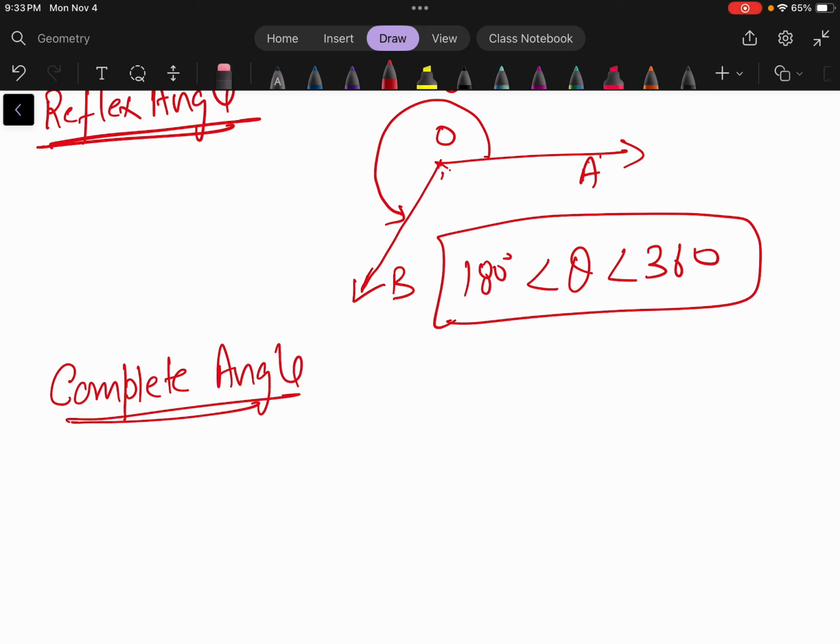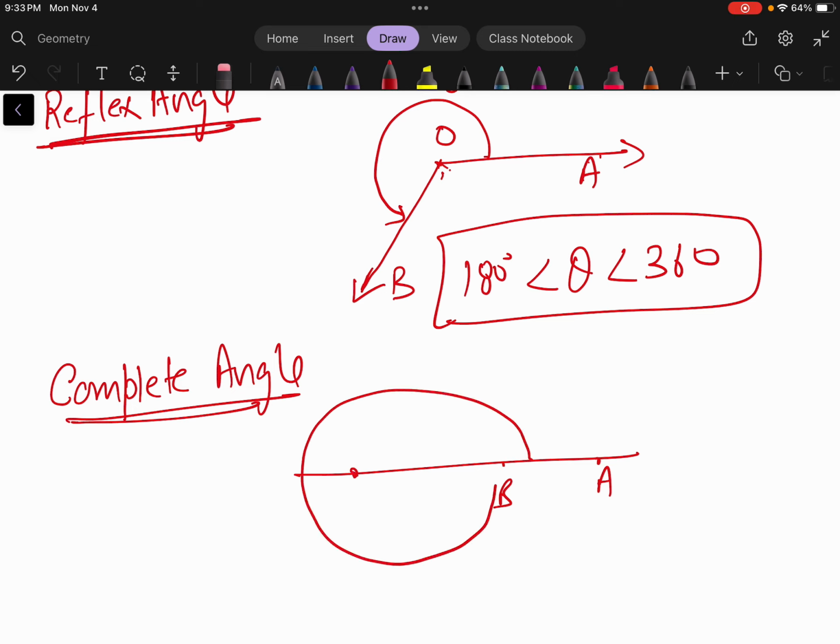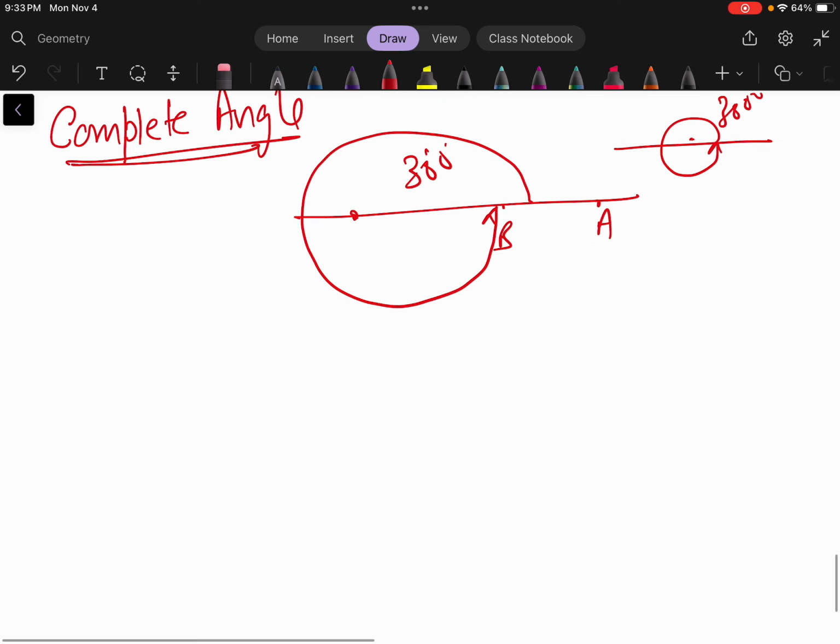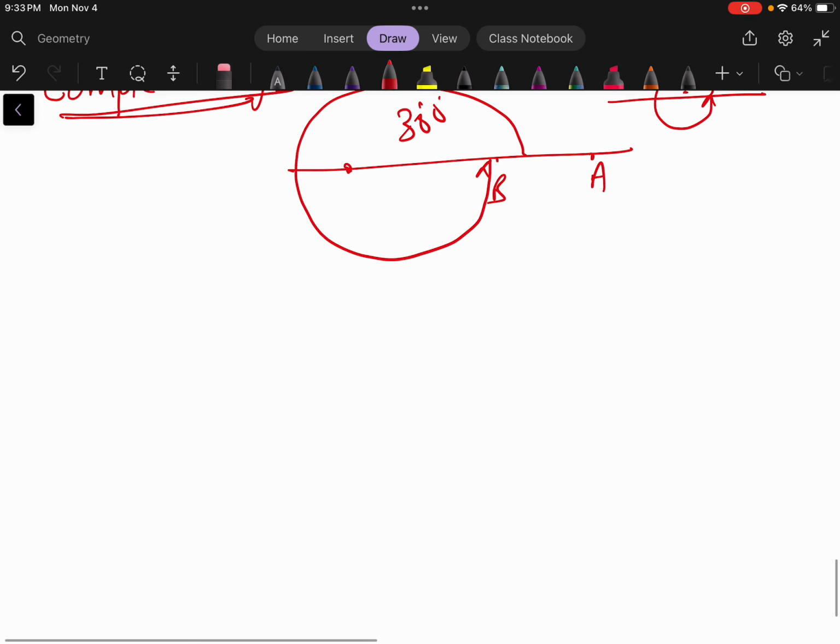So what is a complete angle? Like we have a point A and this is B, and this is the center, the origin. We start over here and complete at this one. So this complete angle is 360 degrees. If we ask what is the angle from here to here, it is 360 degrees. Understood till this point?